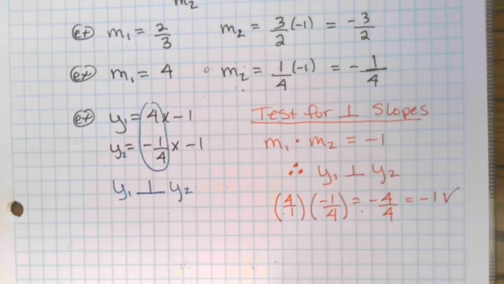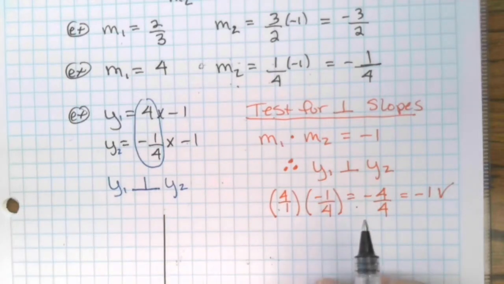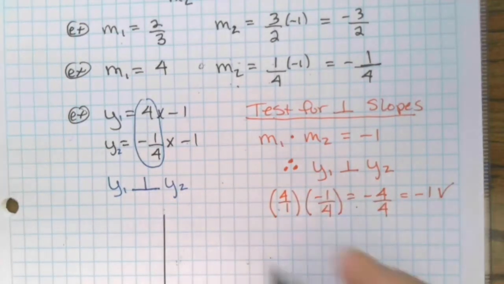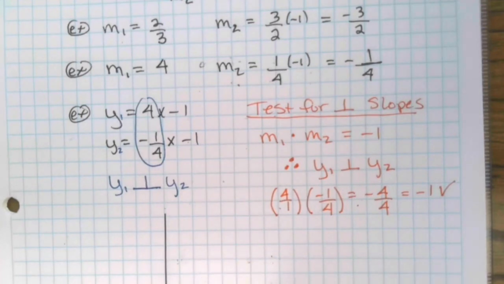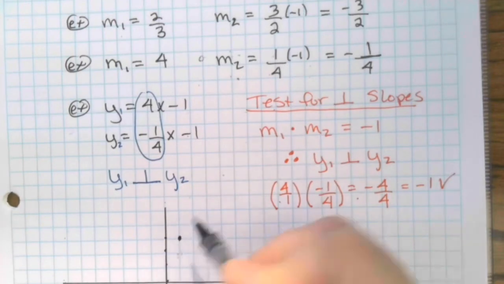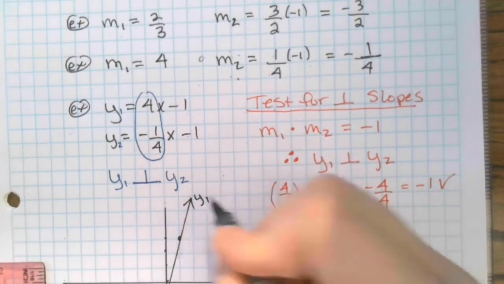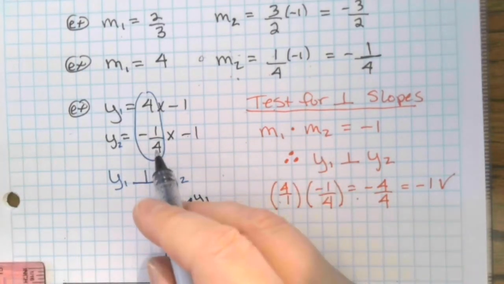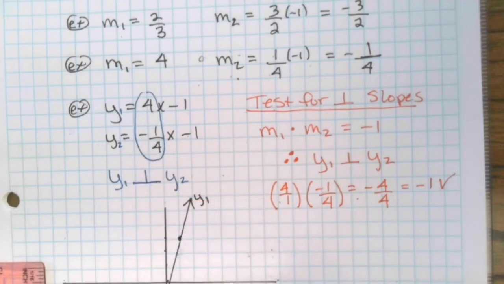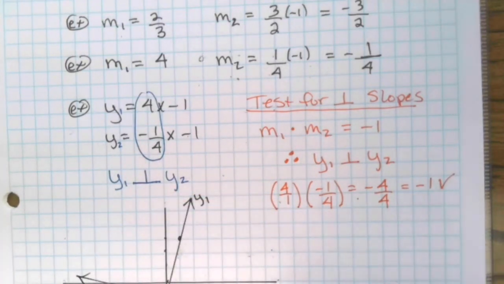Okay, graphically speaking, if I were to graph those two, let's see, they both cross at -1 on the y-axis. One of them has a slope of 4, so I can count up 1, 2, 3, 4, and over 1. These are just a rough graph. That's my y sub 1. The other one crosses at -1, but the slope is -1/4. So 1 down, 1, 2, 3, 4 to the right. And as you can see, those lines are definitely perpendicular.